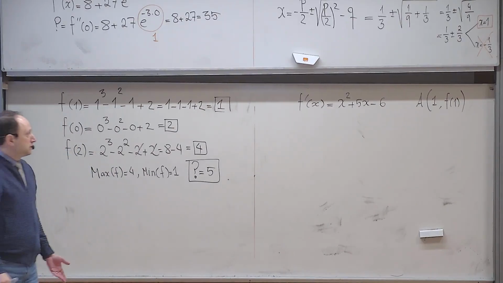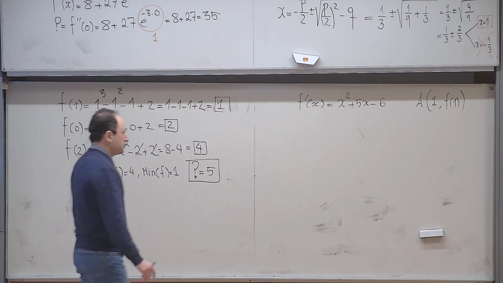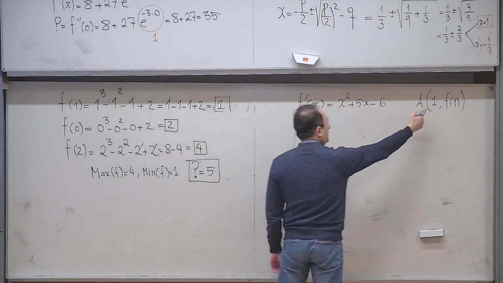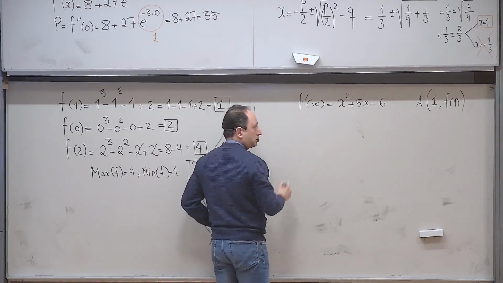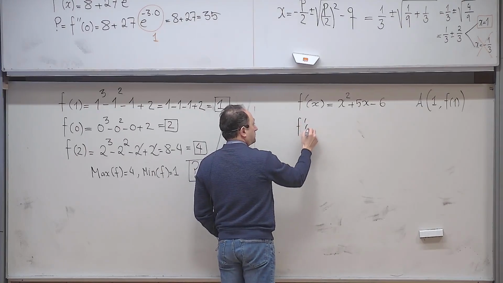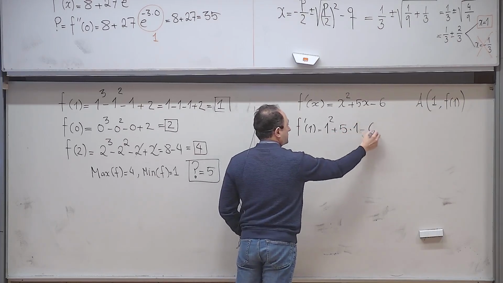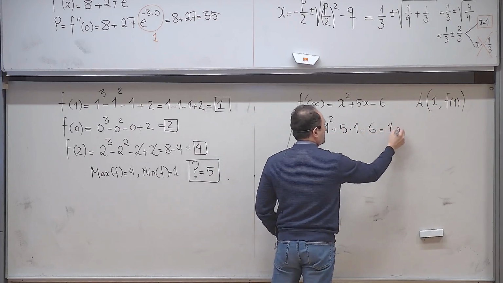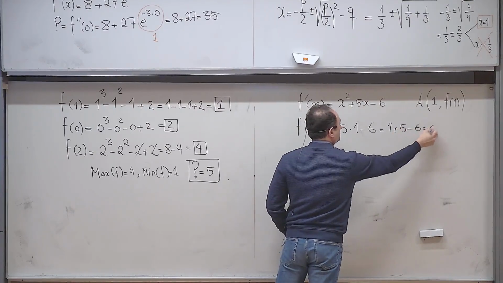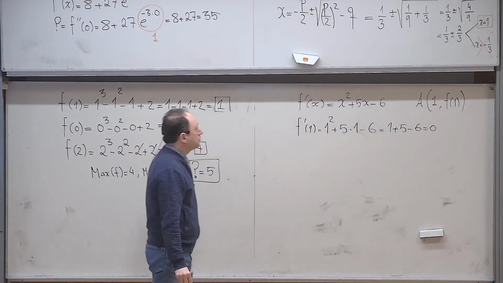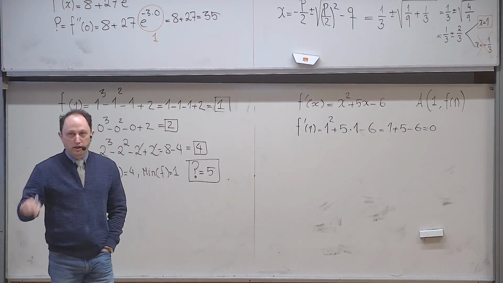Okay, so how should I do it? It's a very simple question, by the way. So what is the answer? I put 1 here to see what happens. So f prime of 1 is 1 to power 2 plus 5 times 1 minus 6, which is 1 plus 5 minus 6, 0. So what you get is f prime of 1 is 0.